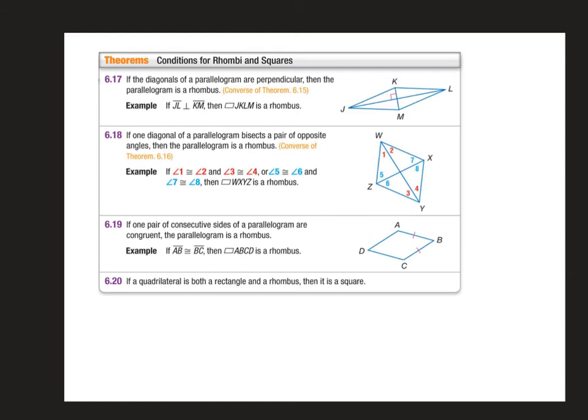And lastly, for rhombus, if one pair of consecutive sides of a parallelogram are congruent, then the parallelogram is a rhombus. So as long as I see a parallelogram where these consecutive sides are congruent, then it is no longer a parallelogram. This guy is a rhombus. And lastly, if it is going to be a square, it has to have a property of both a rectangle and a rhombus.